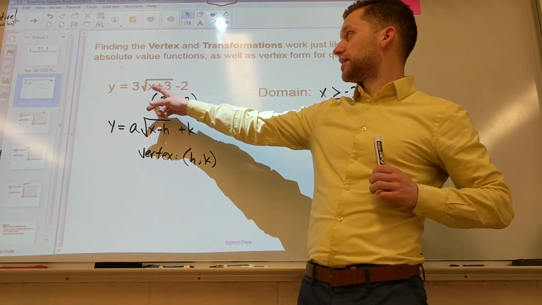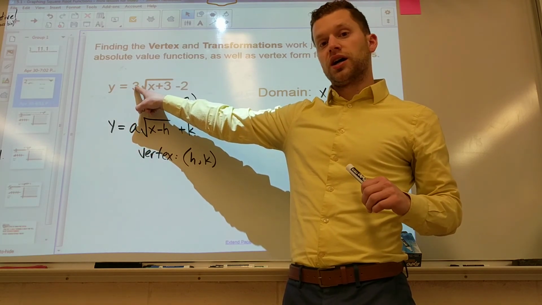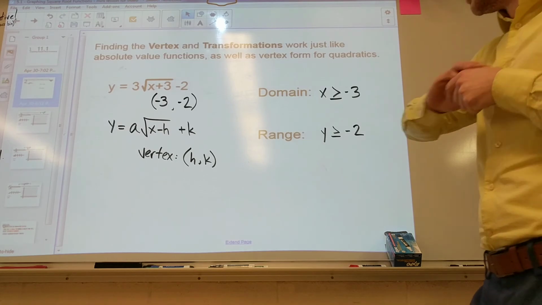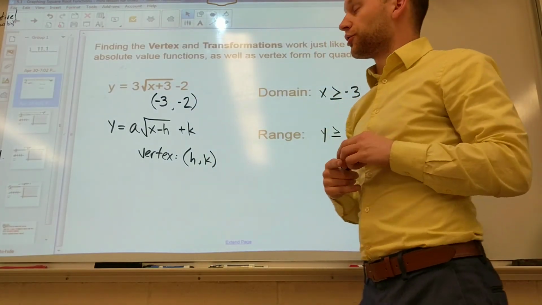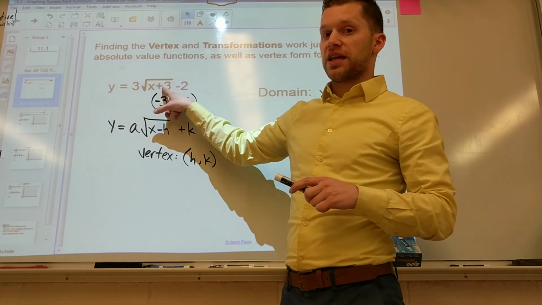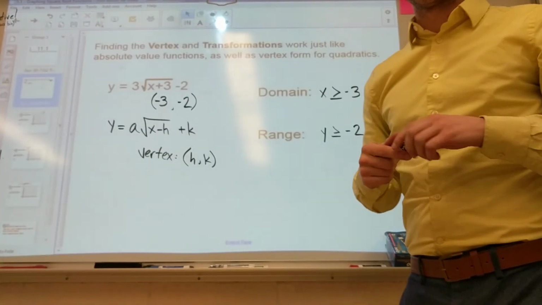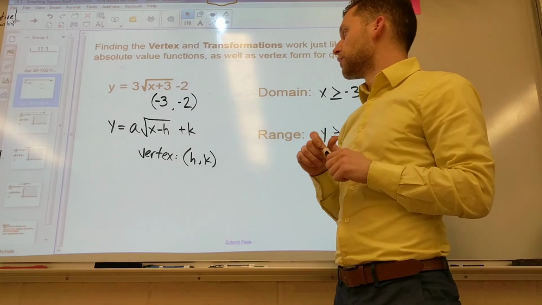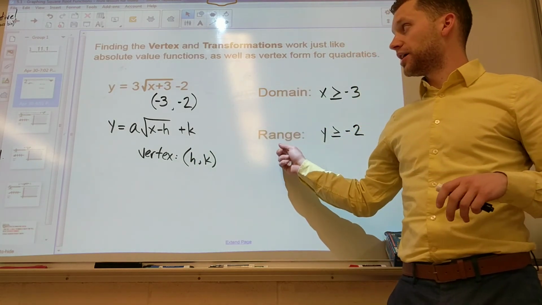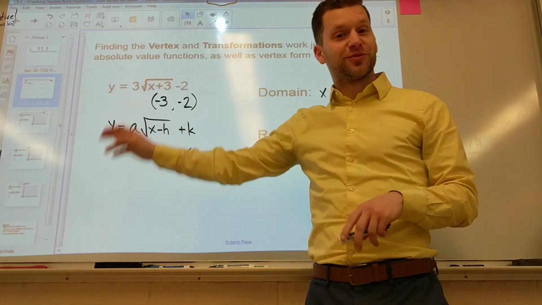I would also say that this has a vertical stretch. That 3 being multiplied by it, or our a value, is going to cause it to be a stretch. If it were negative, it would be a reflection. If it were a fraction or in between 0 and 1, it would be a shrink. And because we have either a translation on the x or the y, that does cause it to be a translation. So I want you to go ahead and do all of page 1, identifying the vertex, domain and range, as well as the transformations.